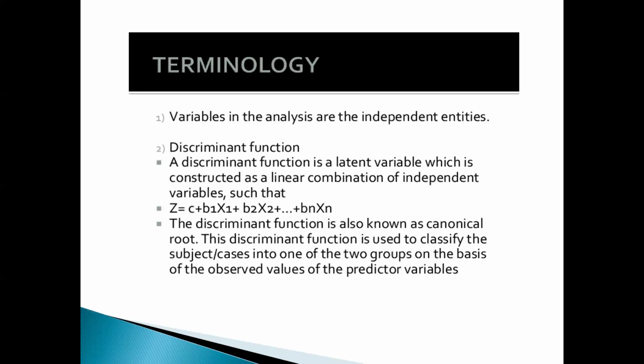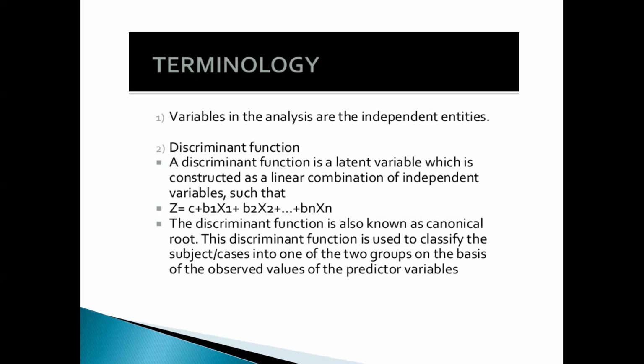These are some terminologies to be used for the discriminant analysis: the variables in the analysis are the independent entities, and the discriminant function is a latent variable. So a discriminant function is a latent variable which is constructed as a linear combination of these independent variables, such as z is the latent variable, and here we have c plus b1 x1 plus b2 x2 plus so on plus bn xn, since we are dealing with n independent variables. So the discriminant function is also known as canonical discriminant function or canonical root.